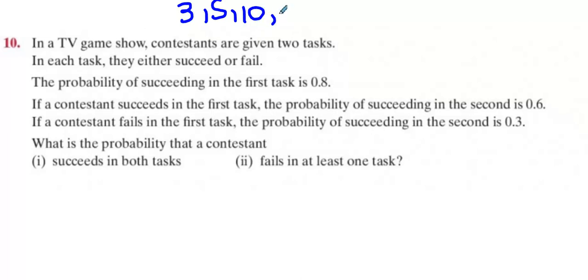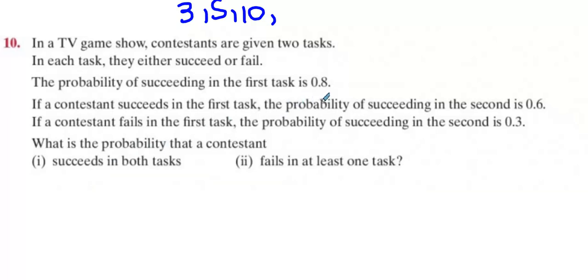Okay, let's read this one. In a TV show, contestants are given 2 tasks. In each task, they either succeed or fail. The probability of succeeding the first task is 0.8. If a contestant succeeds the first task, the probability of succeeding the second task is 0.6. If a contestant fails the first task, the probability of succeeding in the second is 0.3. Find the probability of succeeding both tasks.